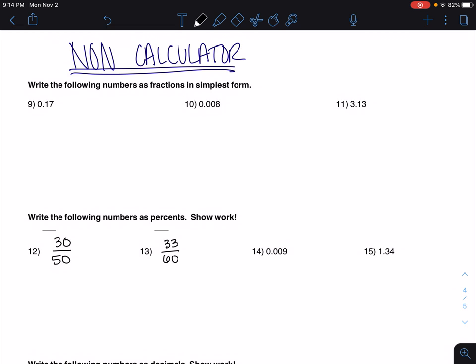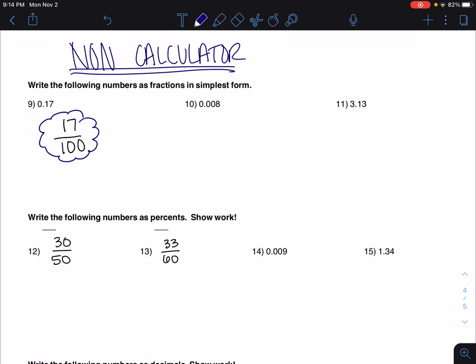So for 0.17, this is in the hundredths place. So this is going to be 17 over 100. 17 is in simplest form, so I cannot do anything else to this fraction. This is the answer.